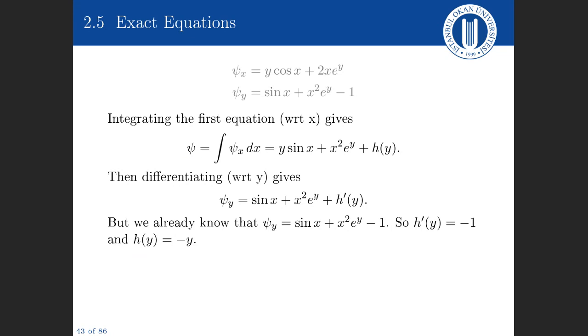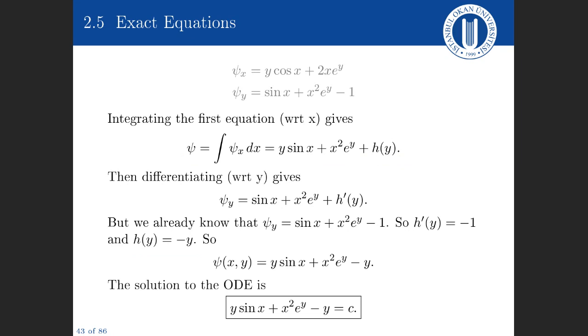But now we know xi. Xi is y sine x plus x squared e to the power y plus h, and h is minus y. So xi is y sine x plus x squared e to the power y minus y. And as soon as we know xi, we know the solution to the differential equation, because the solution is just xi is equal to c.